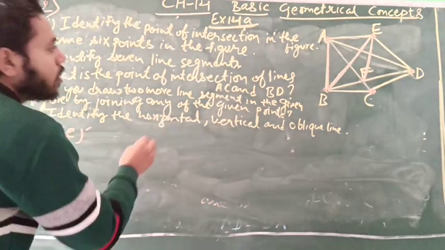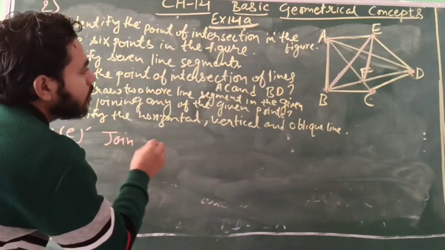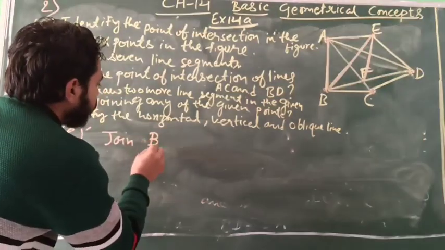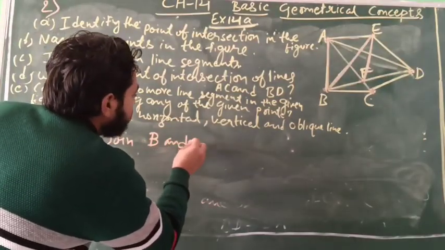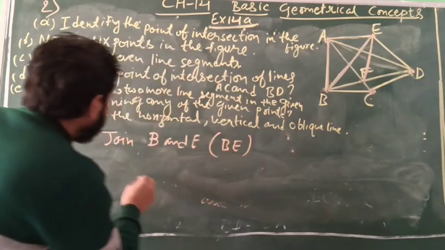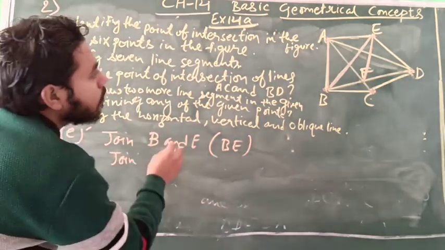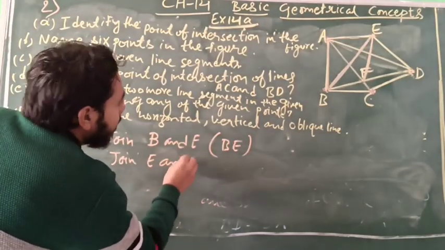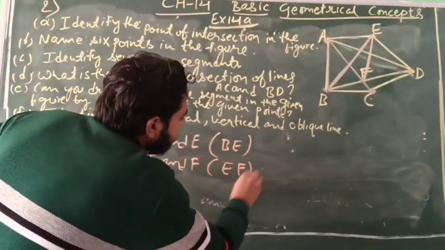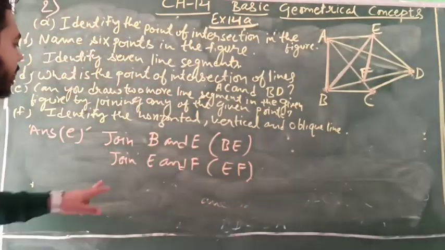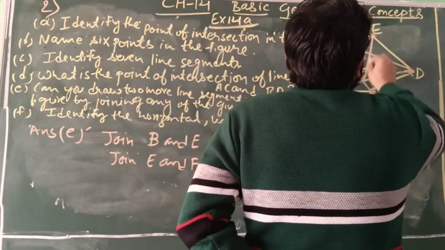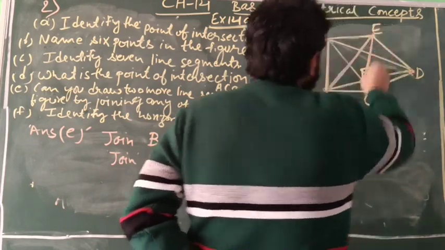Answer E: join point B and E. Join B and E, we get line segment BE, and join E and F. Okay. So we get EF. So these are the two: BE by joining B and E, and by joining E and F we get EF.